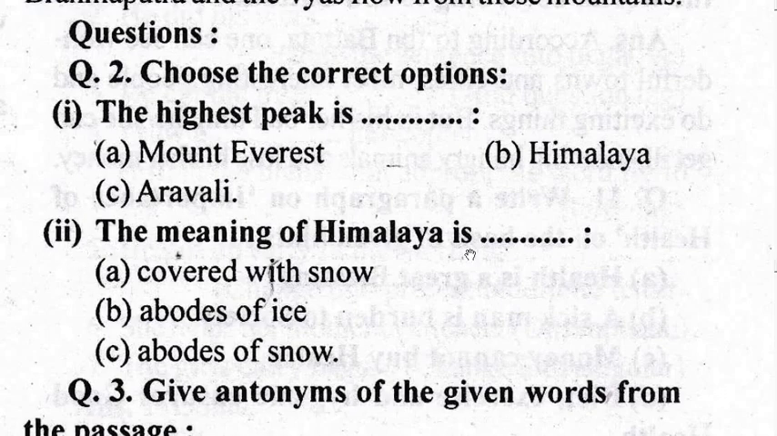Second, the meaning of Himalaya is A. Covered with snow, B. Abodes of ice, C. Abodes of snow. So in this one, the correct option is option C, Abodes of snow.